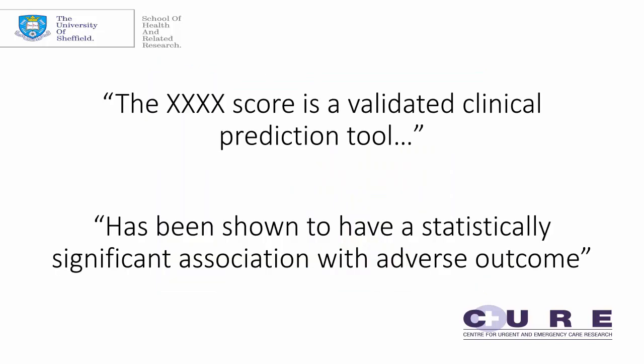A quick aside is that you'll often see an expression like this used: the NEWS score is a validated clinical prediction tool. And I often question, well, what do we actually mean by it being a validated clinical prediction tool? When you look at the data behind them, what you'll often find is that it's actually been shown to have a statistically significant association with adverse outcome, which for me is a bit short of being validated and probably a long way short of showing it's actually useful. Because if you think about it, just simply knowing the patient's age, well, age is statistically significantly associated with your risk of having an adverse outcome.